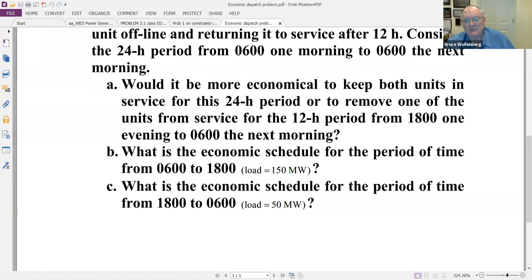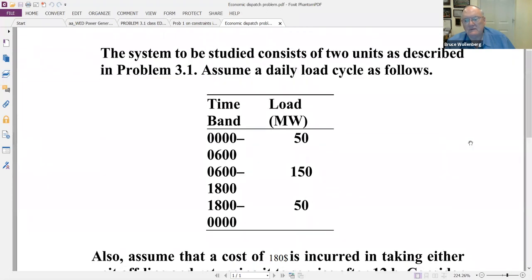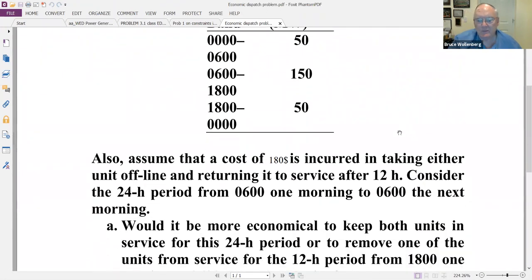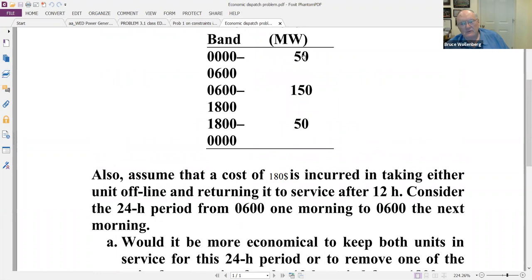That's the homework problem that you're going to work on this afternoon. It's an interesting homework problem. It's just tedious because you have to do an economic dispatch for both units at 50, or just unit one at 50, or just unit two at 50. Well, if there's one unit, then you know how much it supplies, so it's just a calculation of its cost. If it's two units, you have to do an economic dispatch.